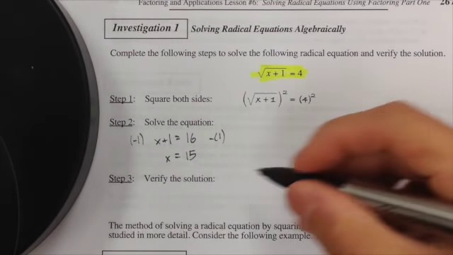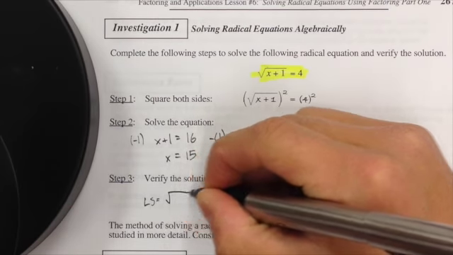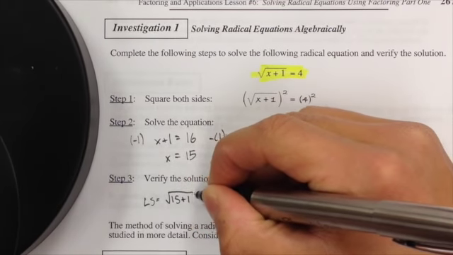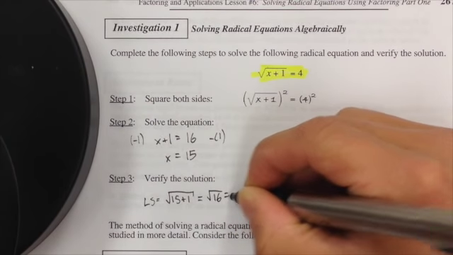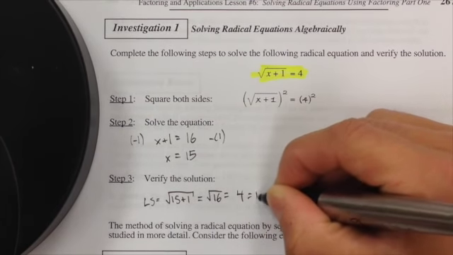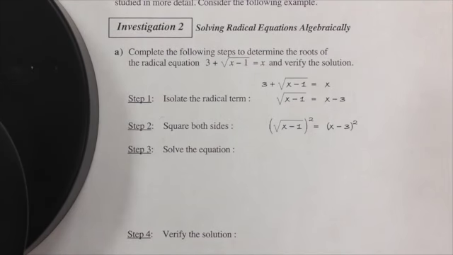Then you need to verify the solution. Your left side is equal to the square root of 15 plus 1, and that's equal to the square root of 16, which equals 4, and that equals the right side of your equation. So yeah, it checks out again. Good. Okay, so I decided to do this question after all.